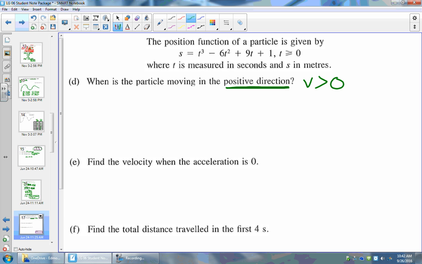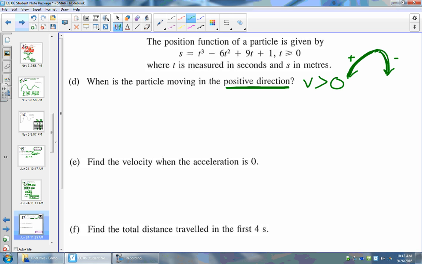So what we're going to actually use here is the idea of maximum and minimum. And this, again, I'm going to bring in our second derivative test. Because remember, guys, if I have let's say a maximum here, well, I know that this is a positive and this is a negative, so therefore it would be really easy for me to say, well, it's moving in a positive direction here and a negative direction here.